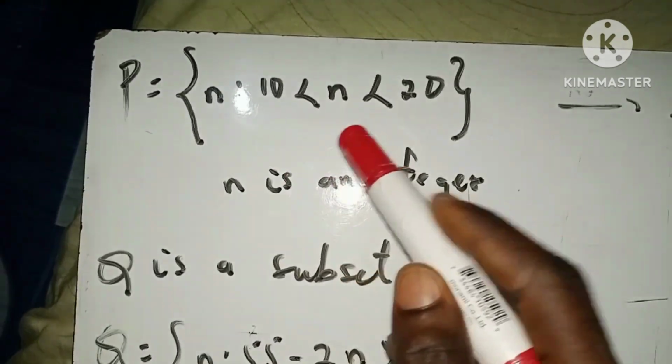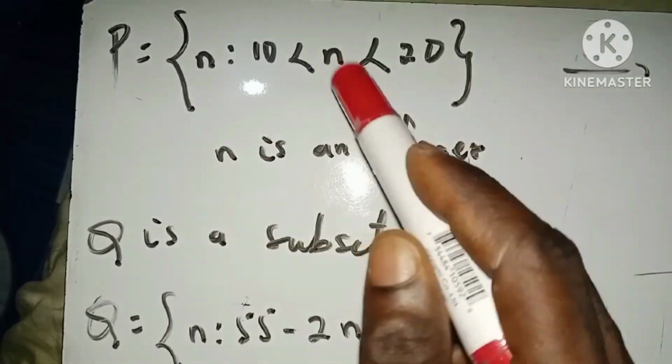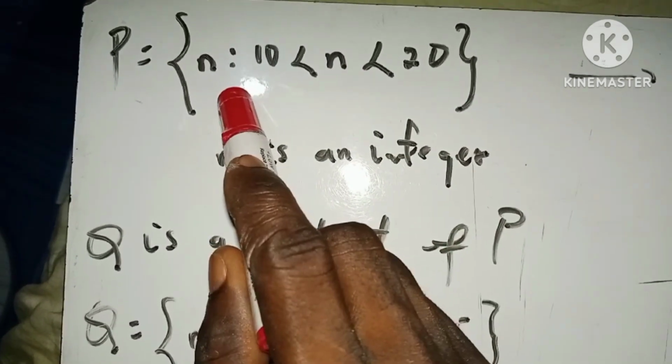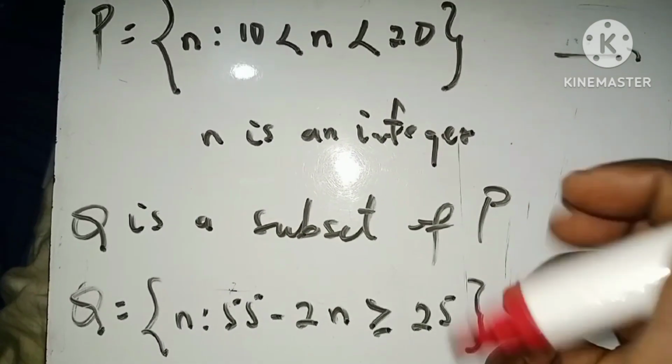This is what we are giving. We are giving P to be this set, right? So the people within this set are the most important thing. We have which people here? n, right? So n has a condition to be an integer, so that's very, very important.